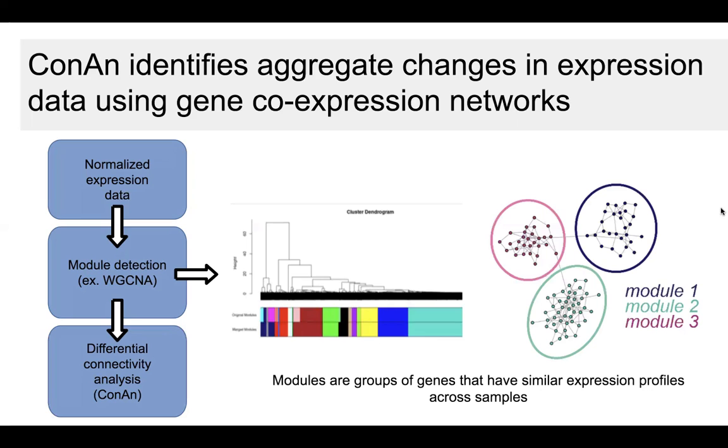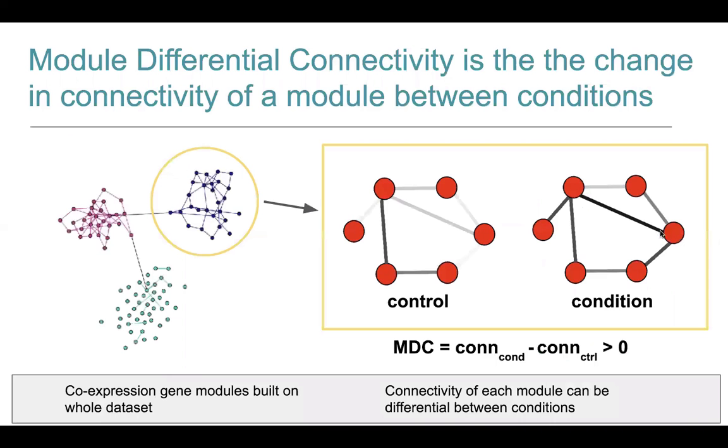On the left, you can see the standard pipeline for running ConAn. It takes as input an omics data set and a set of predefined gene modules associated with this data set. Any type of program can be used, such as WGCNA. ConAn assigns each module a module differential connectivity score, or MDC, which corresponds to the change in connectivity of a module between conditions. An MDC score above 0 indicates an increasing correlation between the genes within a module.